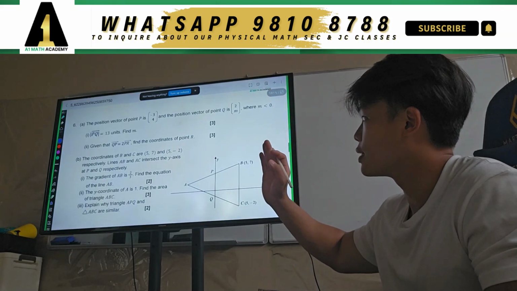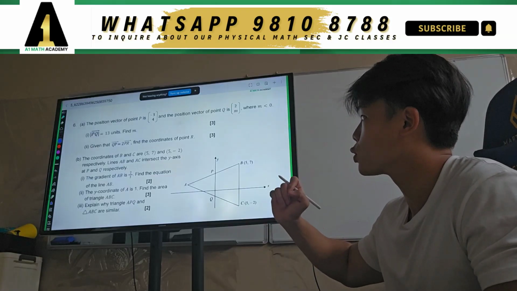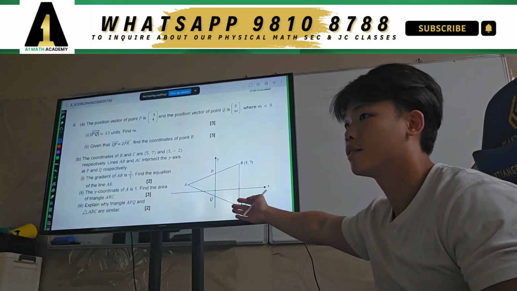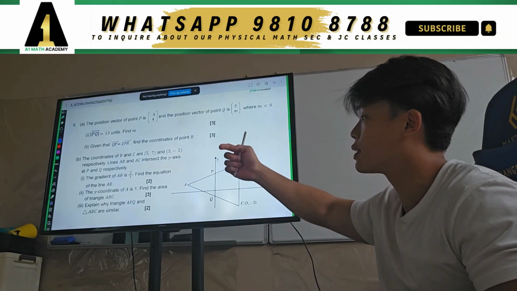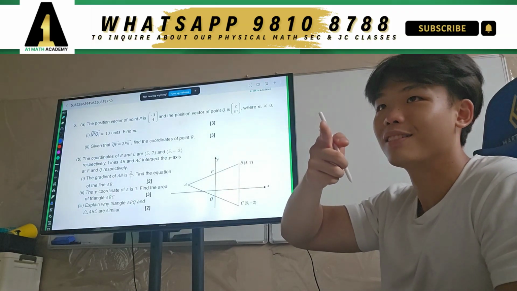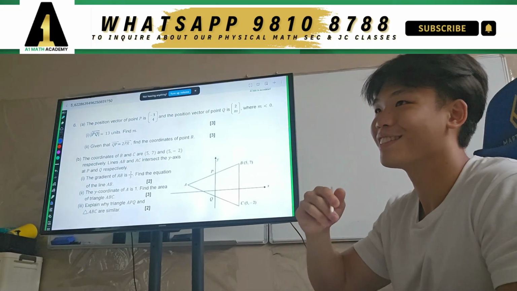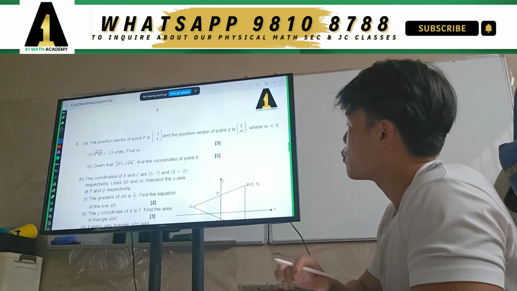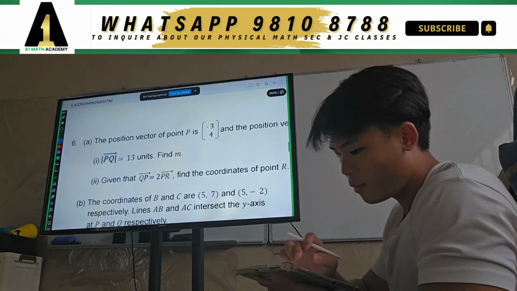Okay, 6A is vectors. 6B is coordinate geometry, this one is not vectors. Only part A is vectors. I don't know how to do that. You can do vectors. Okay, come, we try to visualize this.